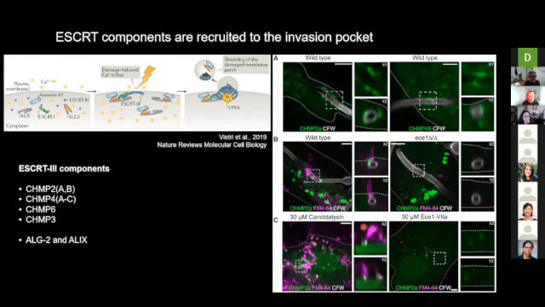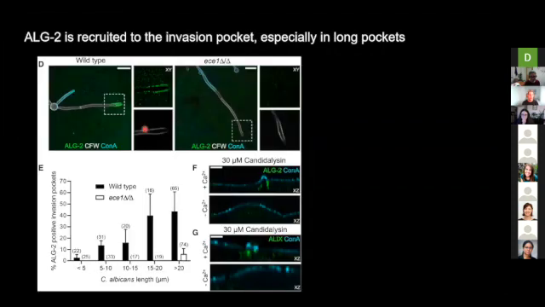So we try to think, is there a way for us to prevent the ESCRT recruitment and see how that affects the viability of the cell? We know that ALG2 is the protein that basically causes this ESCRT shedding to occur. So first of all, we want to stain for ALG2. And you can see that it is very nicely recruited to long pockets, but only if Candidalysin is secreted. The ECE1 mutant does not show any ALG2 recruitment.